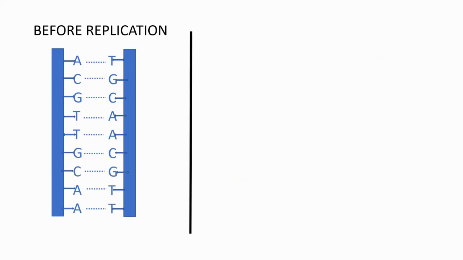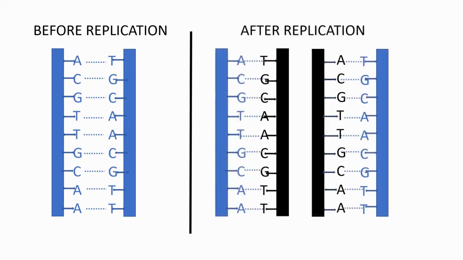The final result is that the double-stranded DNA molecule before replication, which is shown in blue, has become two identical double-stranded molecules, each with the same sequence as the original molecule, with the new strands here shown in black. And that is the basic story of DNA replication. It's also where we will end this video.